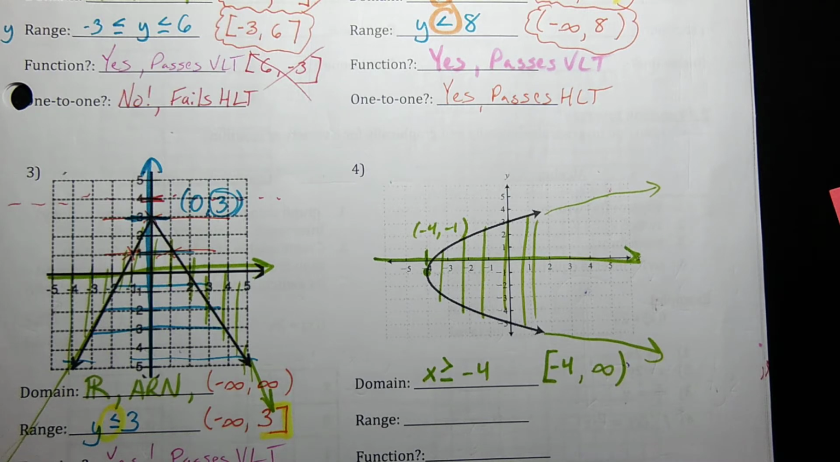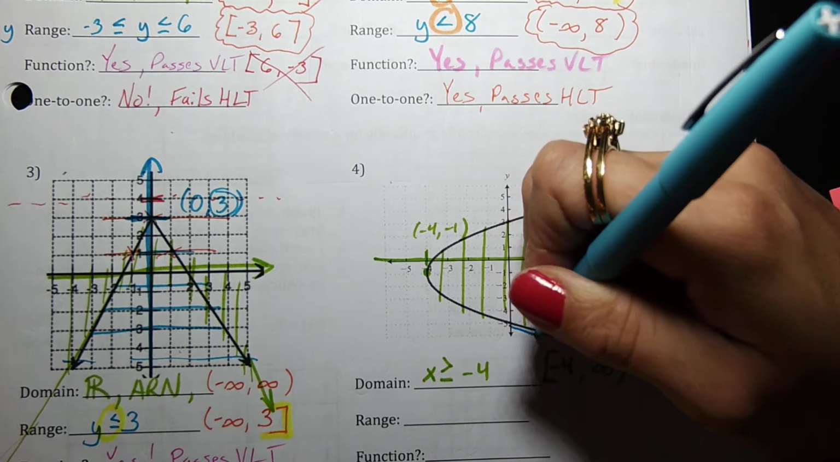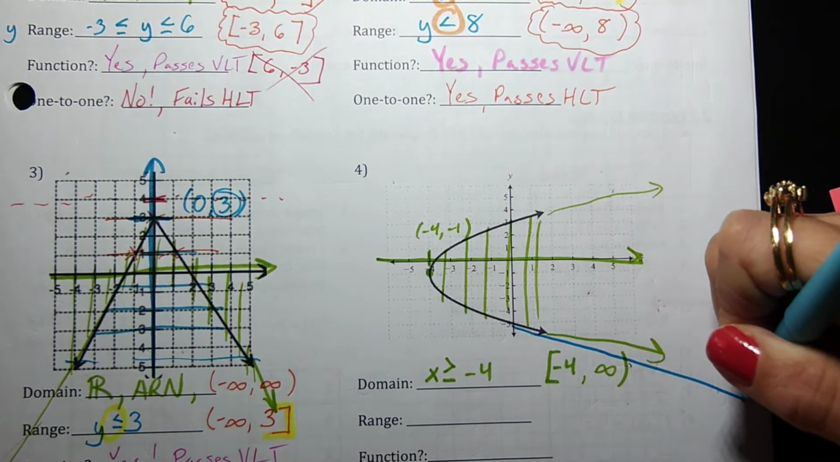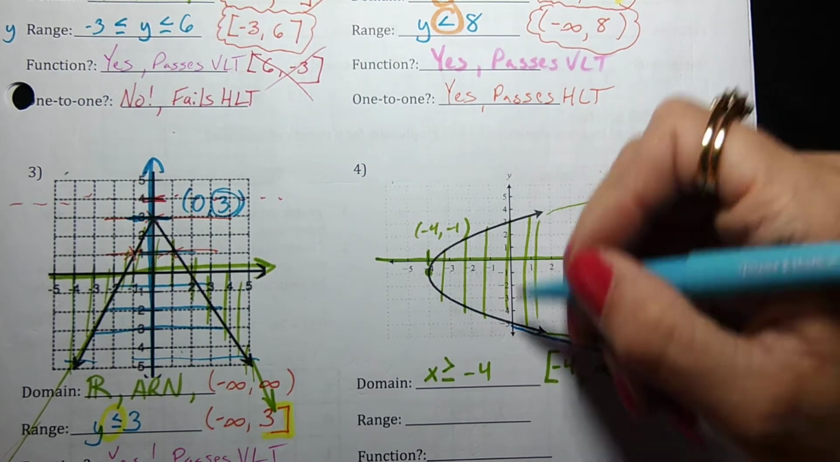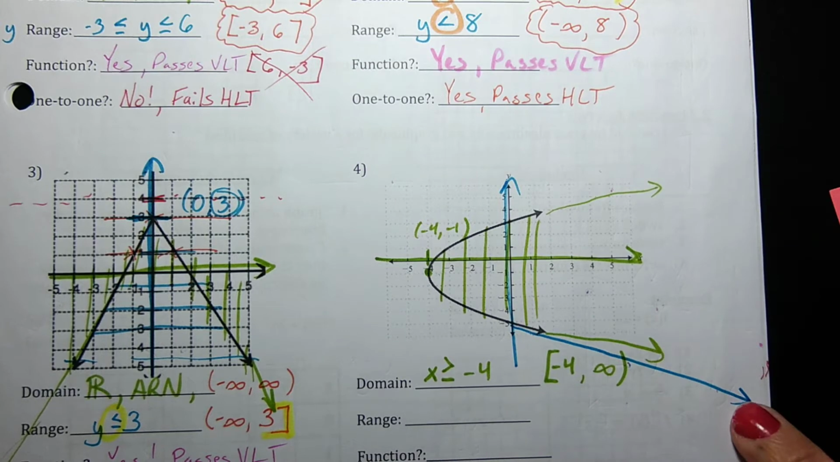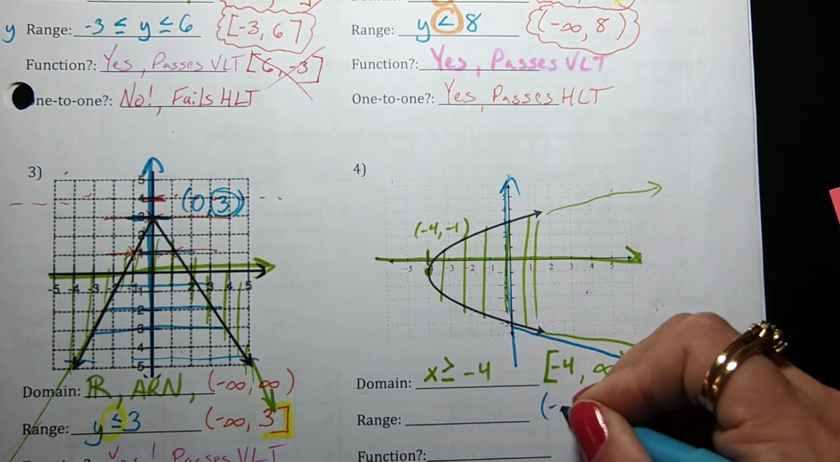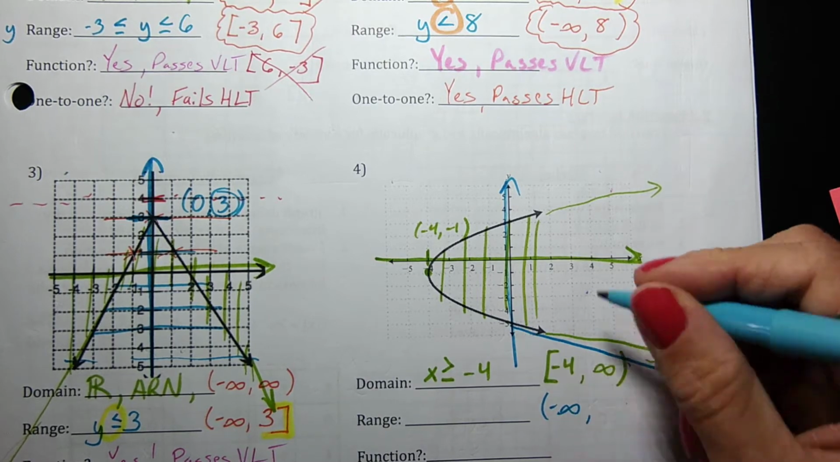Let's go ahead and look at our range values. Now, range is a little bit tricky for this one because this arrow just keeps going down, down, down, down, down, down, down. So from the bottom up, what y value does this graph start with? -infinity. Where do my y values end?